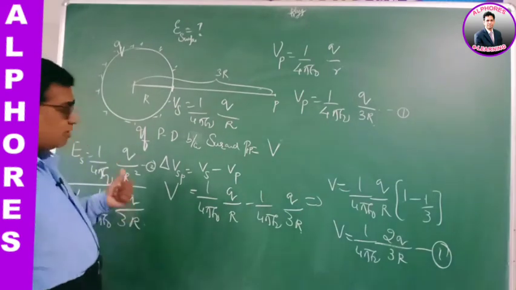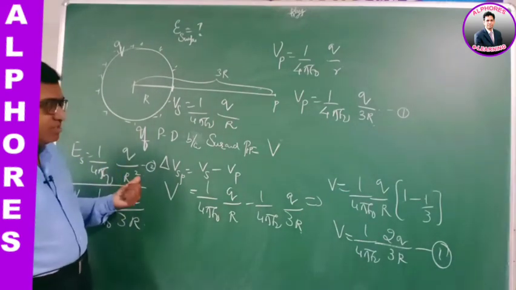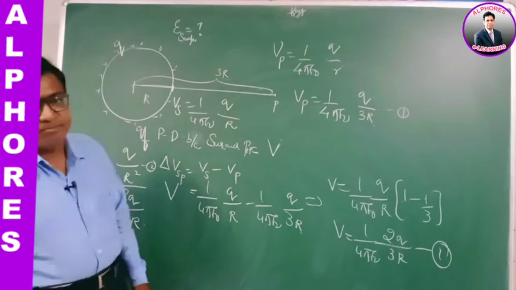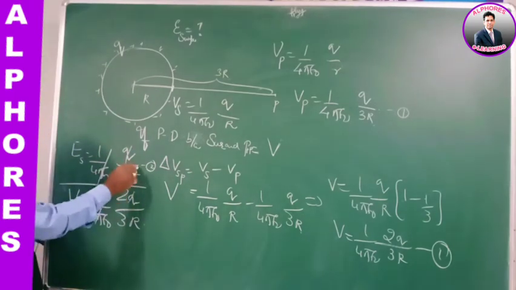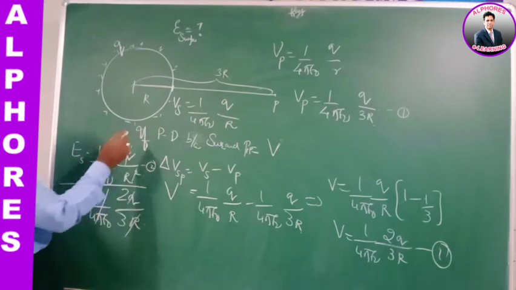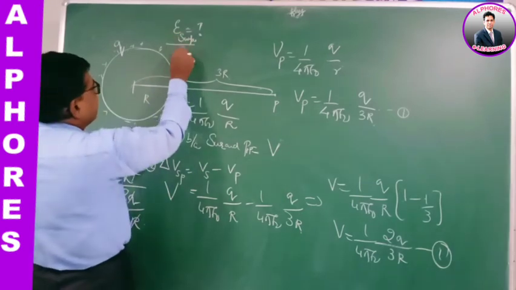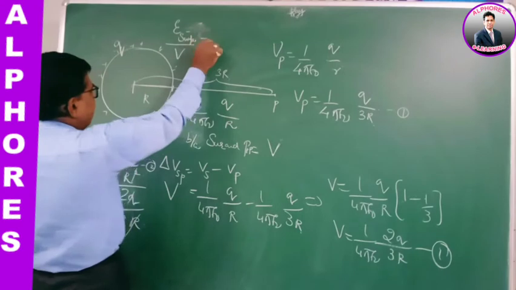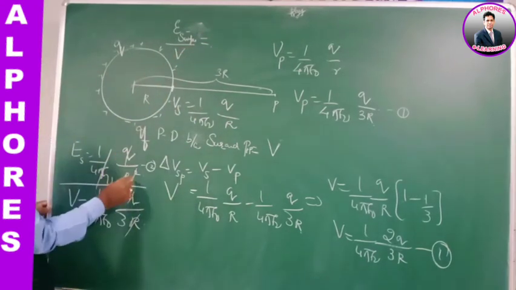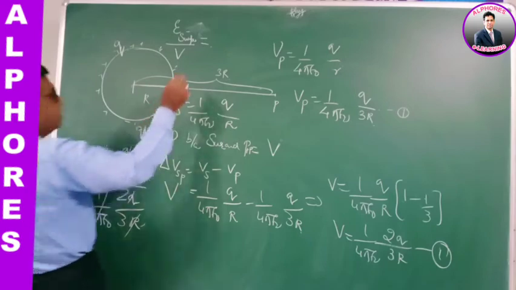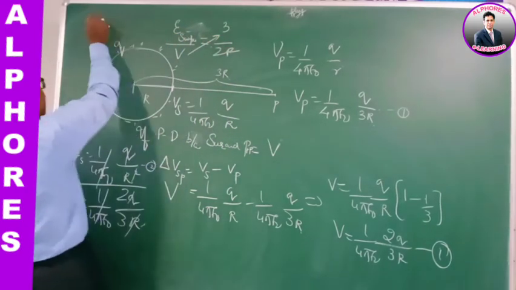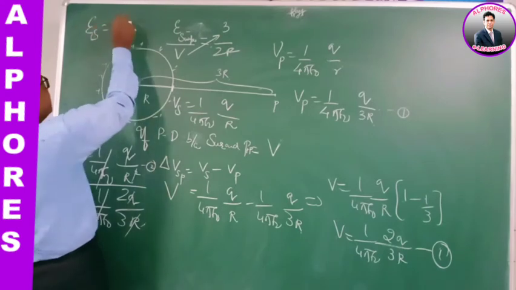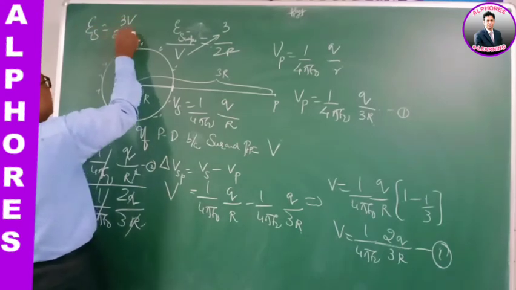Right? So now the electric field on the surface and the potential V. Dividing both, the 1 by 4 pi epsilon, q, and r cancel, and the 3 goes up. So the electric field on the surface divided by the potential V is 1 by r, times 3 by 2, it's 3 by 2r. So cross multiplying, the electric field on the surface is 3V by 2r.